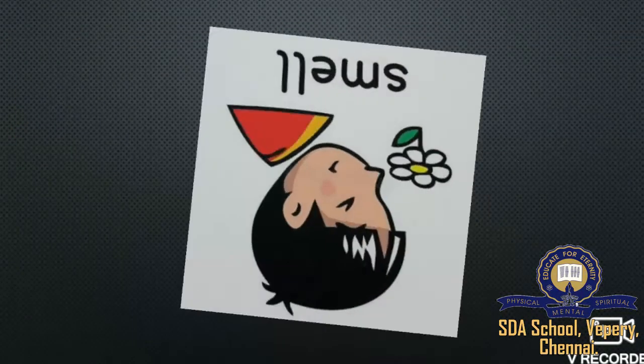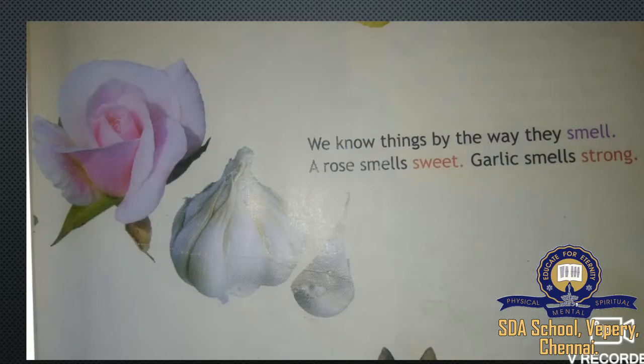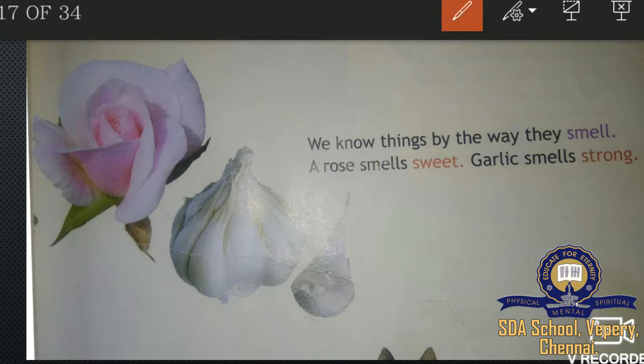The next content will be about smell. Shall we see what is given in the book? We know things by the way they smell. I'm reading it one more time. We know things by the way they smell. And what example is given over here? A rose smells sweet, garlic smells strong.